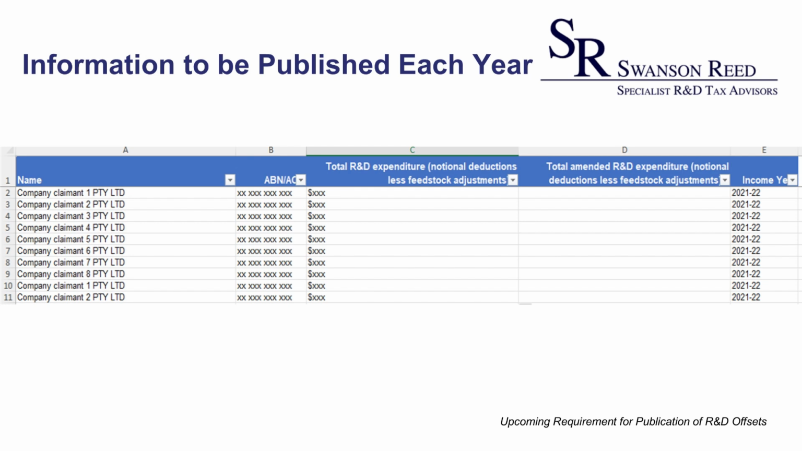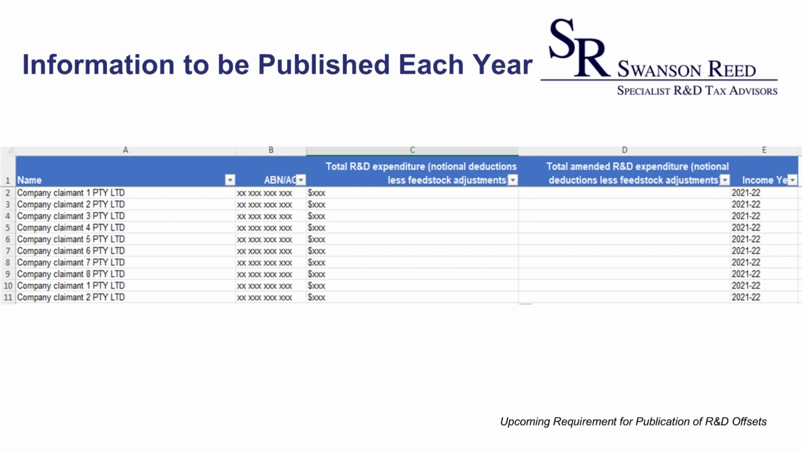This is referred to as the total notional deductions claimed and can be found under Label Z in Part A of the R&D tax incentive schedule. It will be the total expenditure in R&D minus any feedstock adjustments, which can be found in Label B, Part B of the R&D tax incentive schedule. Notably, confidential project technical details will not be published.